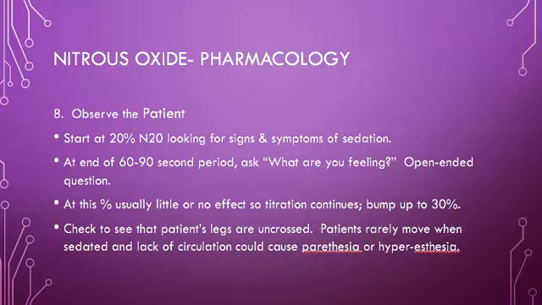So you'll probably have to bump it up a little bit higher, to like 30% or 35%, and make sure that the patient's legs are not crossed. Patients rarely move when they're sedated, and there's a lack of circulation. So if the patient's legs are crossed, the blood's not going to be flowing properly. And remember, in our conversation in the first video, we talked about how the effects of nitrous oxide really depend on how well the patient's blood is being pumped throughout the body, and crossing your legs slows that process down.